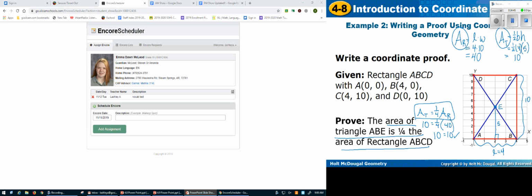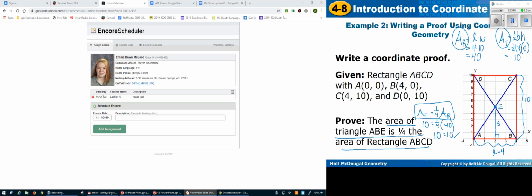Yes, sir. I'm sorry, say it again. You just have to rewrite what it's telling you to prove in terms of an equation. Okay, just like I did there. You don't have to write it all out in words. Just what are you trying to prove here? That this triangle is 1/4 the area of that rectangle, and then show that math.